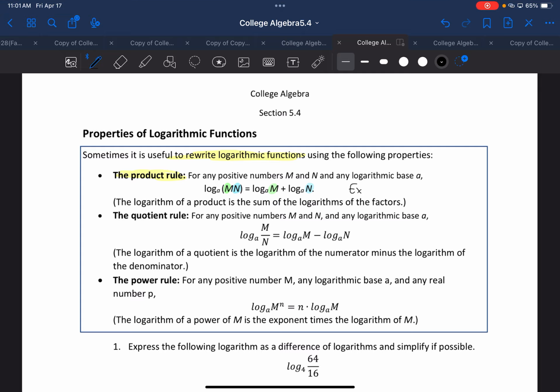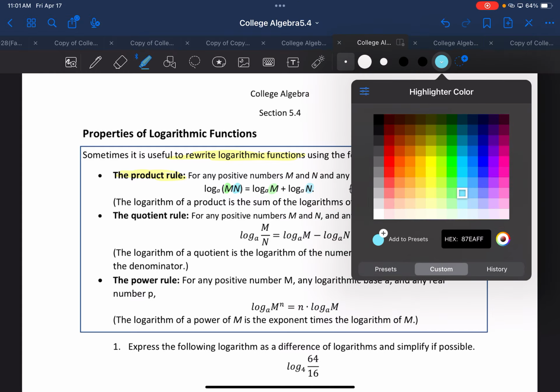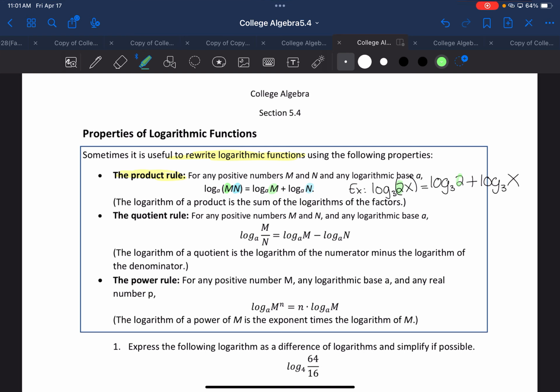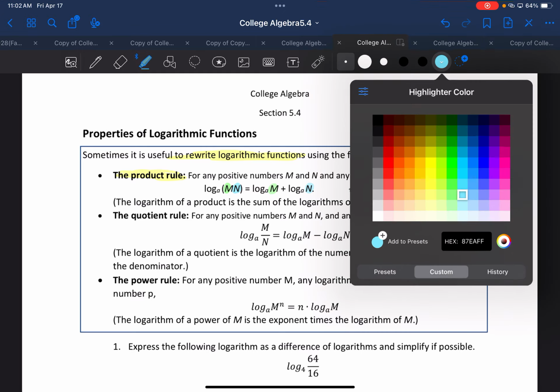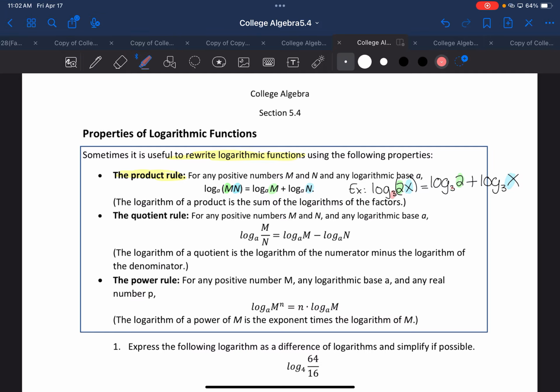So an example, if I had log base 3 of 2x, and I'll put this in parentheses just to show you that that is inside the log function. This is going to be equal to log base 3 of 2 plus log base 3 of x. Because the 2x, that's being multiplied by each other, and so I can use that property and rewrite it as a sum of their two logs. And then I just keep whatever base originally was there in both of my log expressions. Whatever base was there. Okay?